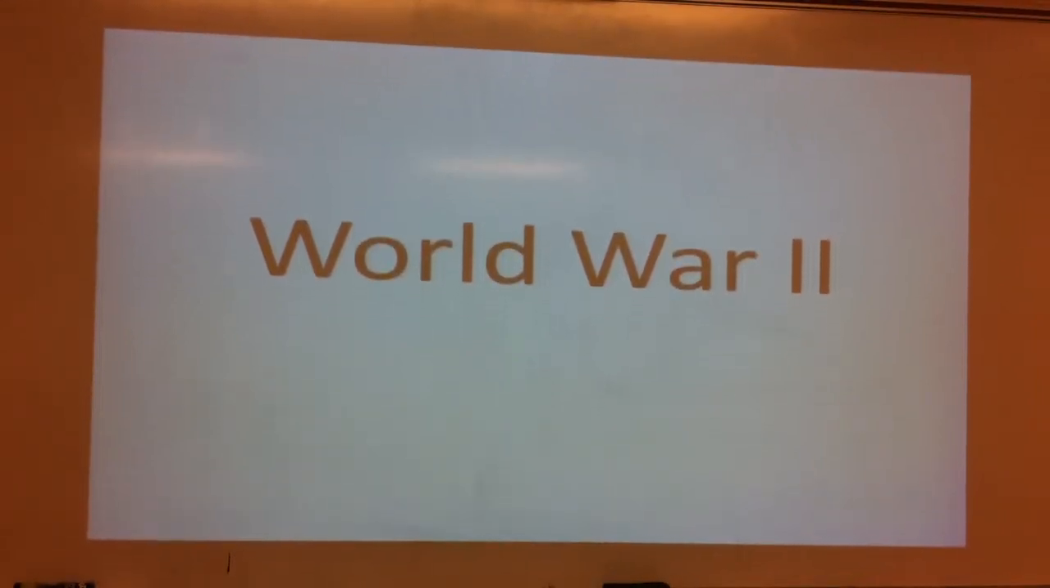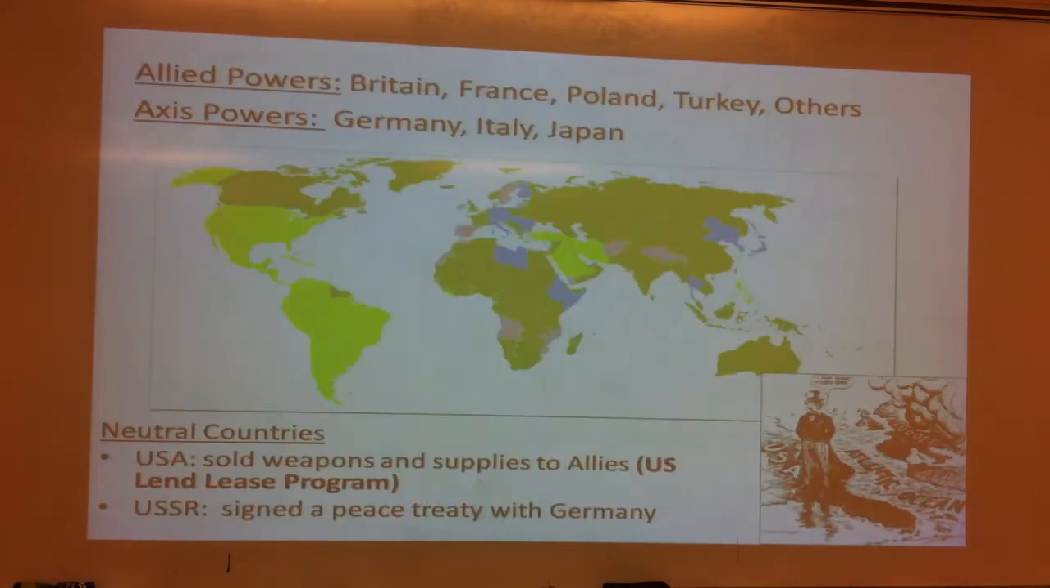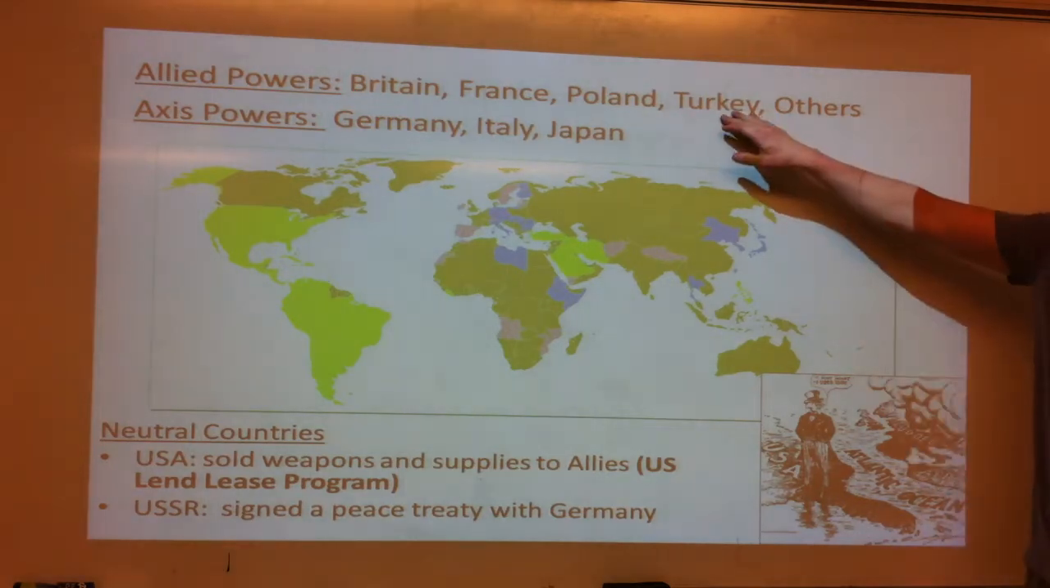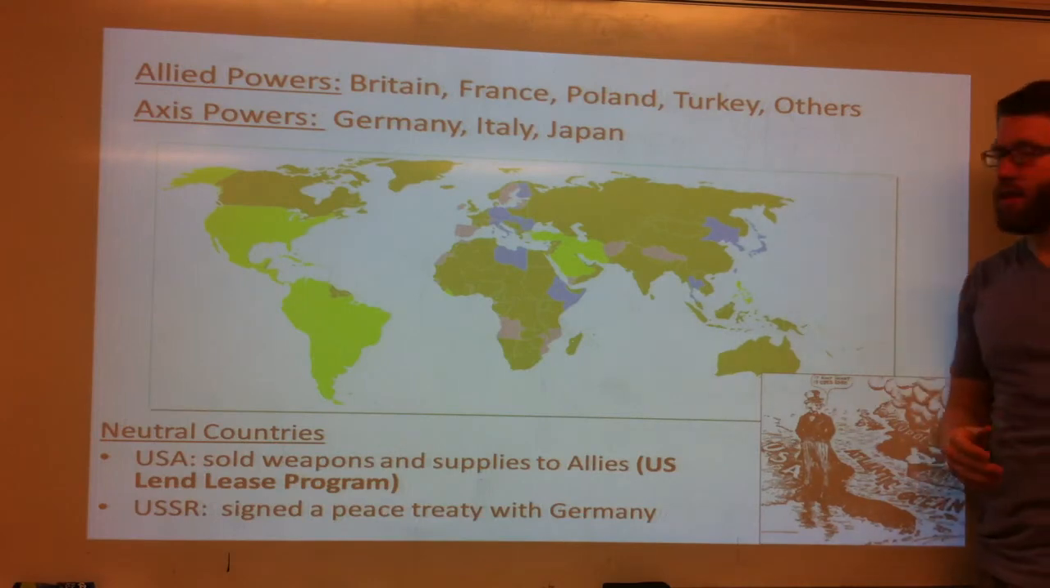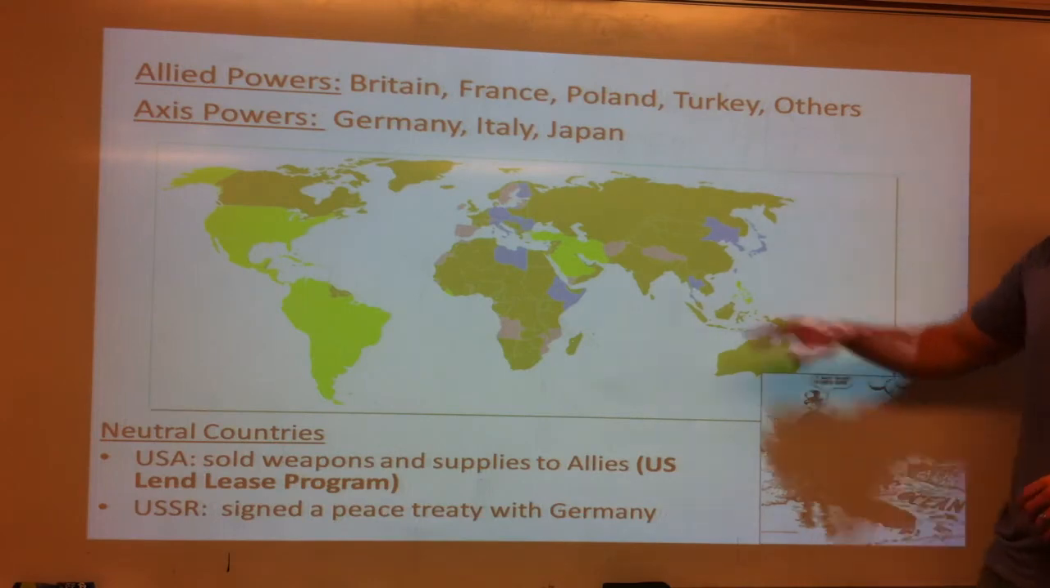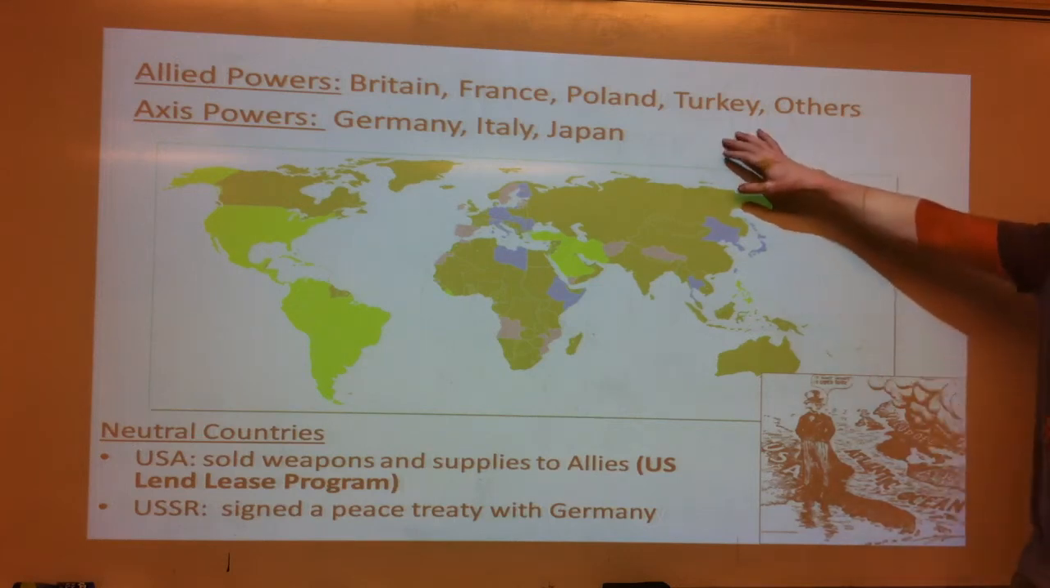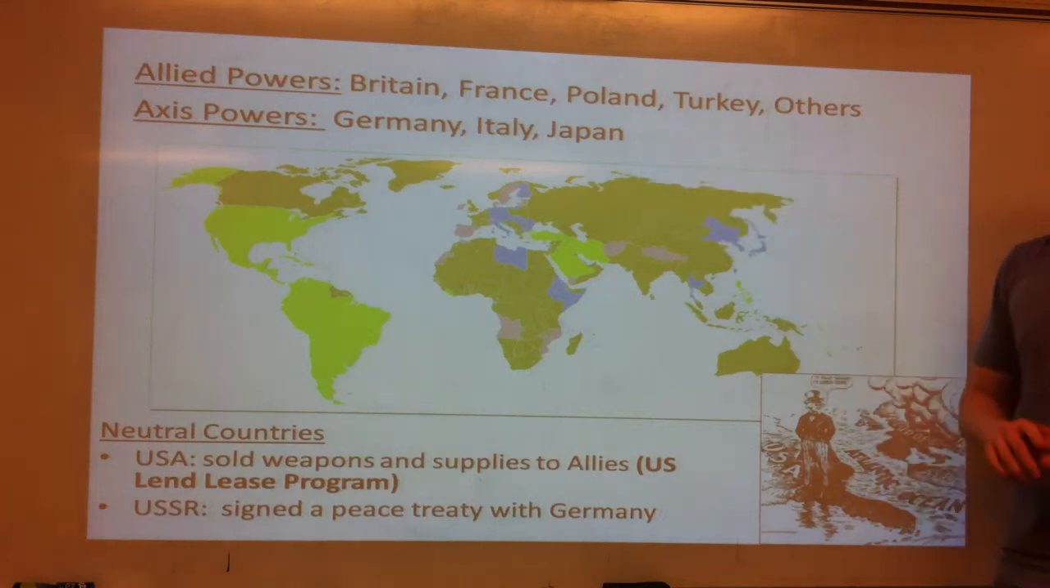All right, today we're going to talk about World War II, the second of the Great Wars. During World War II, the alliances that were together at the time were the Allied powers, very similar to that which was in World War I. It was Britain, France, Poland, Turkey, and a few other smaller nations that aren't really important. The Axis powers are Germany, Italy, and Japan.